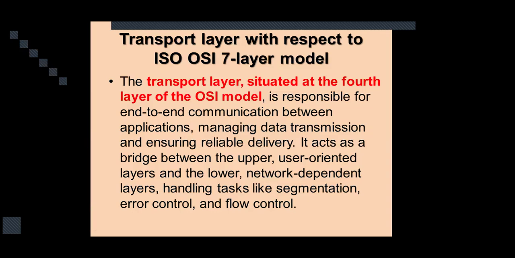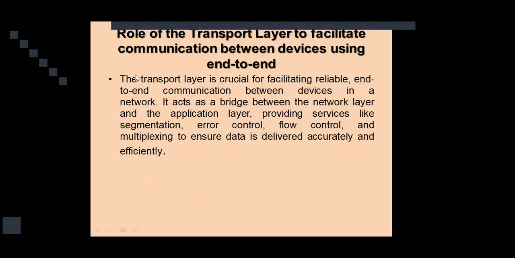It acts as a bridge between the upper user-oriented layers and lower network-dependent layers, handling tasks like segmentation, error control, and flow control. The role of the transport layer is crucial for facilitating reliable end-to-end communication between devices. It acts as a bridge between the network layer and application layer. In between, there is the transport layer, providing services like segmentation, error control, flow control, and multiplexing to ensure data is delivered accurately and efficiently.